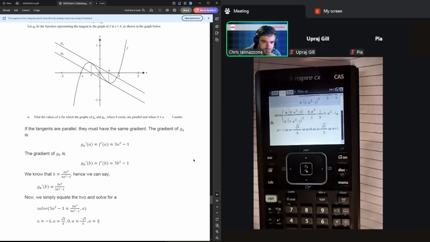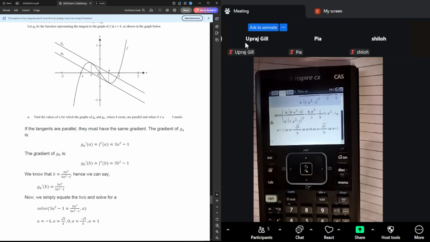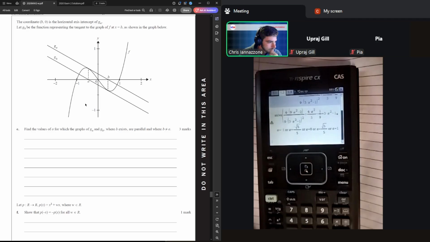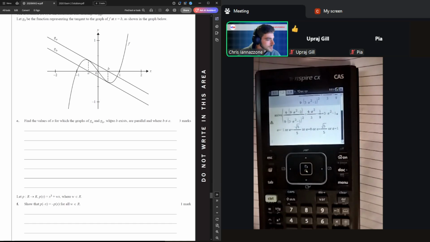Anything in there left to clarify? If not, feel free to move on to part F.